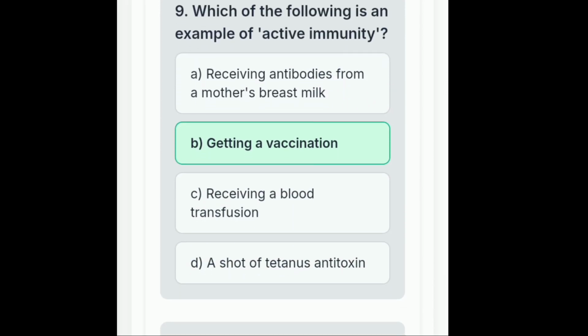Which of the following is an example of active immunity? Option A, receiving antibodies from a mother's breast milk. Option B, getting a vaccination. Option C, receiving a blood transfusion. Option D, a shot of tetanus antitoxin. So B, getting a vaccination is correct.